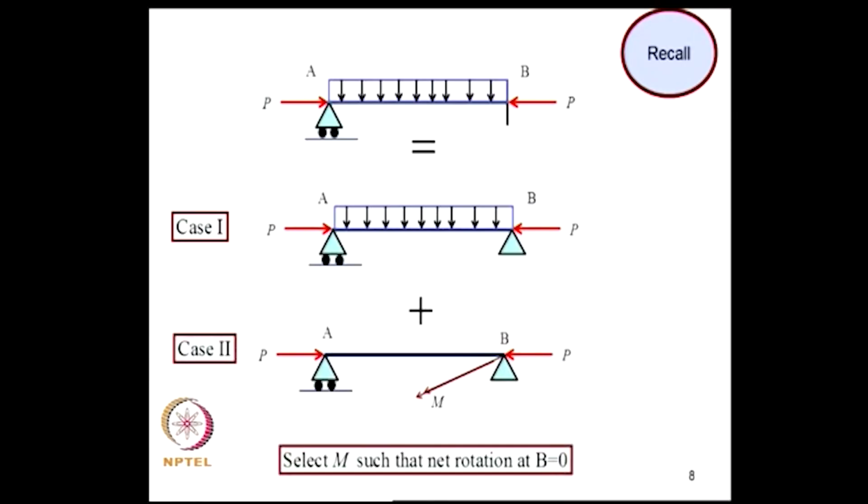Now we started discussing briefly about indeterminate structures. Suppose we have a propped cantilever carrying UDL and an axial load P. What we did was we released this fixity condition and the problem became statically determinate. We have solved this problem, and we considered another problem where to this system we added an unknown moment M. This moment M was selected such that the rotation at B is 0. When we add these two solutions, the net rotation at B must be equal to 0.